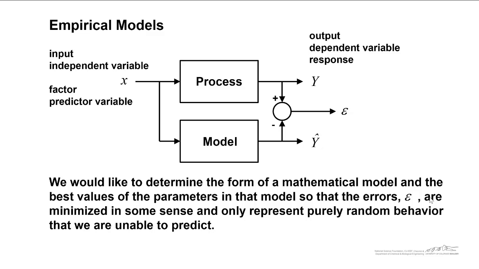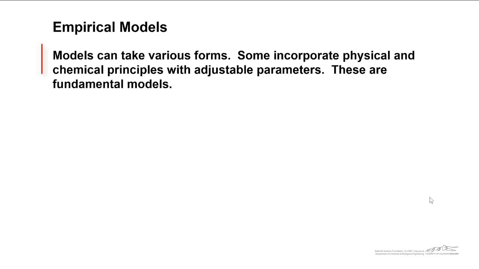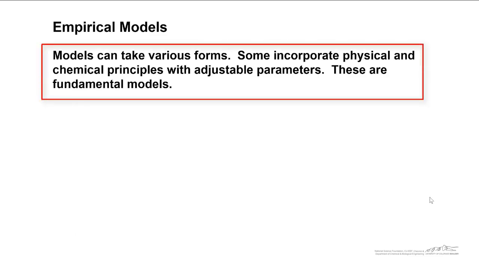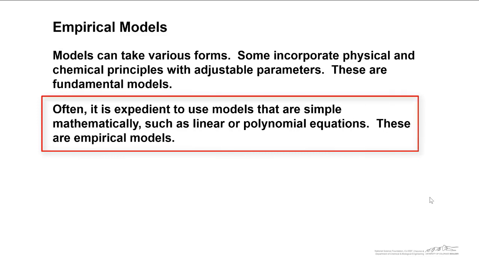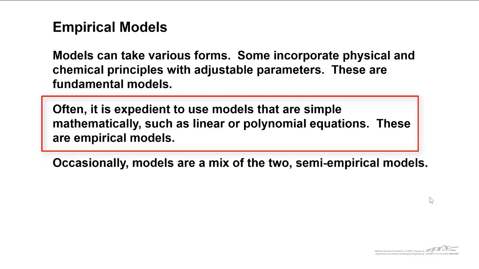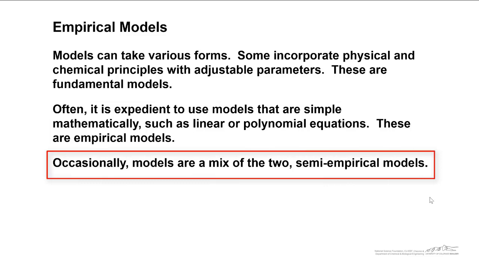We would like to determine the form of a mathematical model and the best values of the parameters in that model so that the errors are minimized in some sense and only represent purely random behavior that we are unable to predict. Models can take various forms. Some incorporate physical and chemical principles with adjustable parameters. These are known as fundamental models. Often it is expedient to use models that are simple mathematically, like linear or polynomial equations, and these are empirical models. Occasionally models are a mix of the two, and these are known as semi-empirical models.